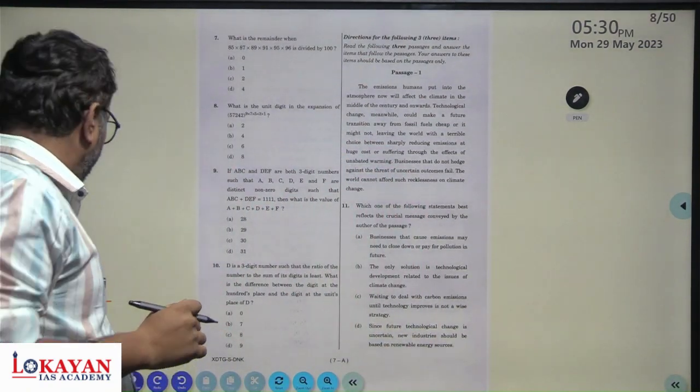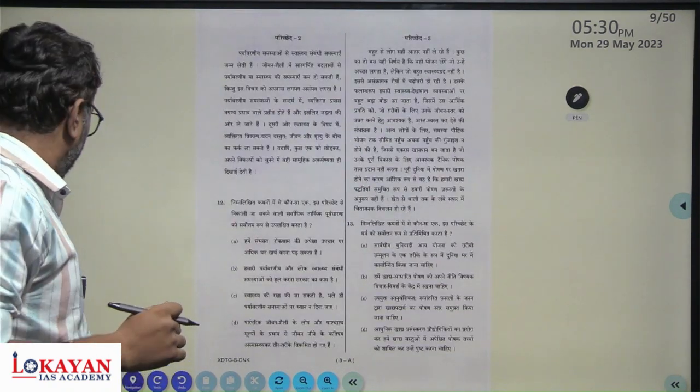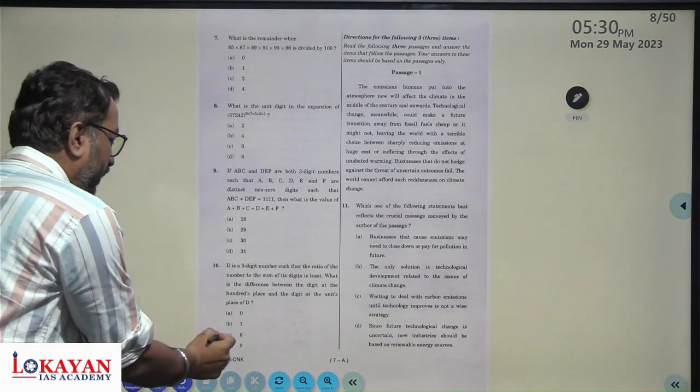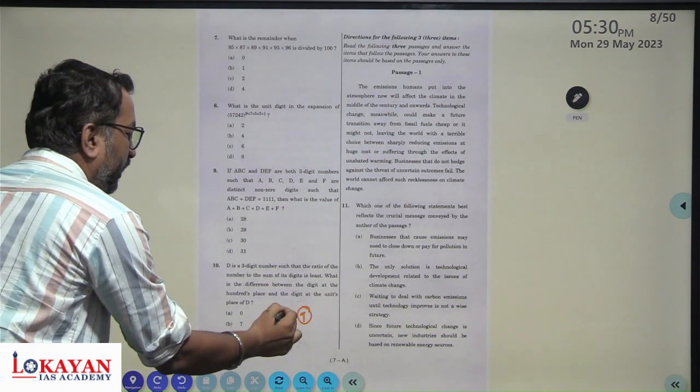So this was question number 10. What was the answer to question number 10? 8. Because our number was 199, so 9 minus 1 became 8.